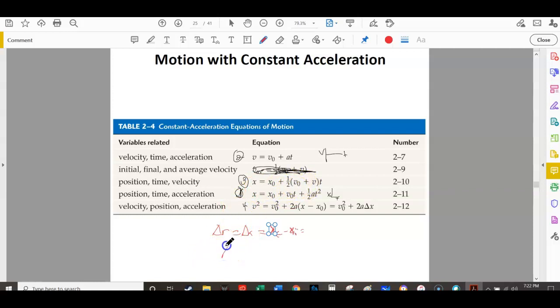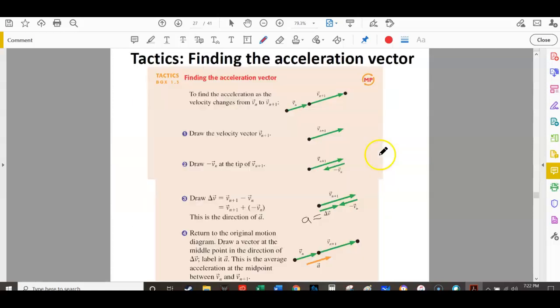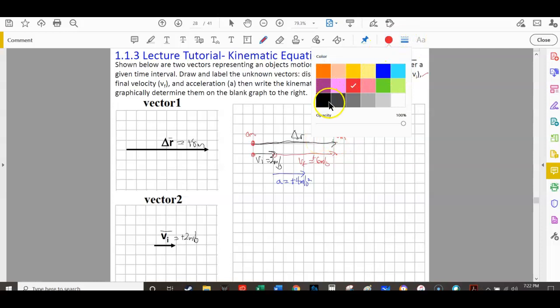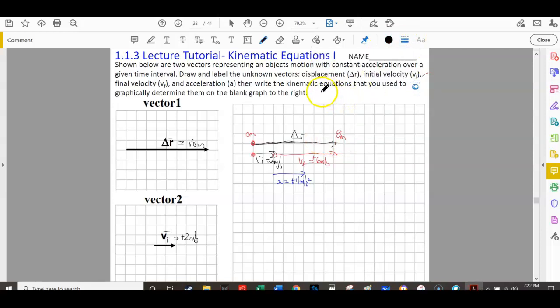All right. So delta x here, I'm going to just rewrite this equation, is equal to initial velocity plus final velocity over 2 times the change in time. That's what this number 3 equation is. So we're going to now go back to our little problem right here. Delta x is going to be equal to initial velocity plus final velocity over 2 times delta t.